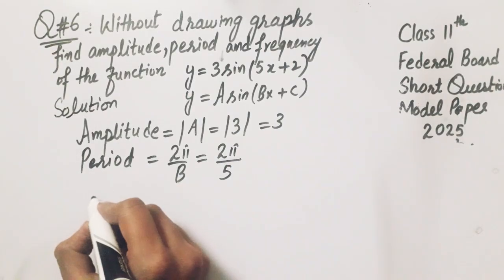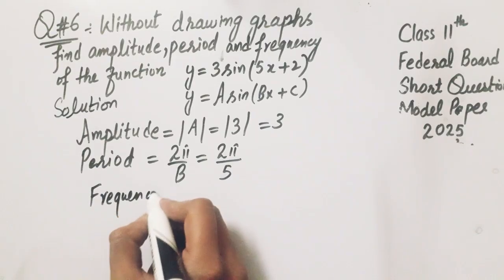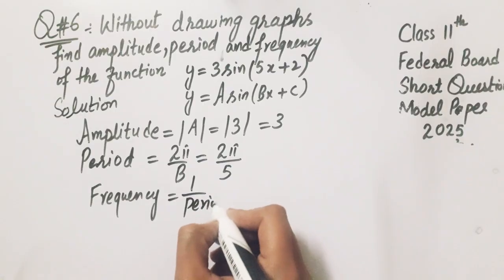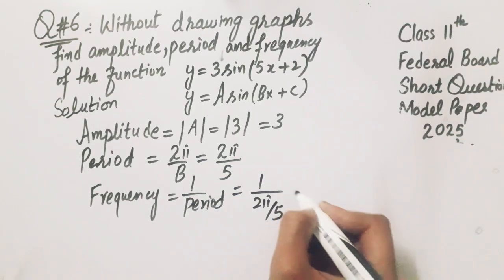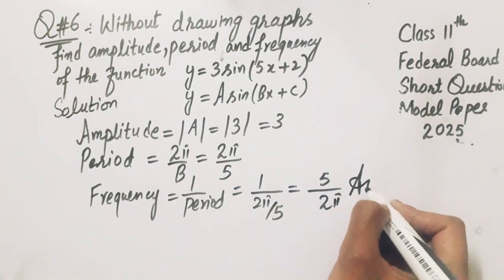Now we have the frequency. So we know that frequency is equal to 1 by period. So 1 by period means 1 by 2 pi by 5. So this will be equal to 5 by 2 pi. So this is the answer.